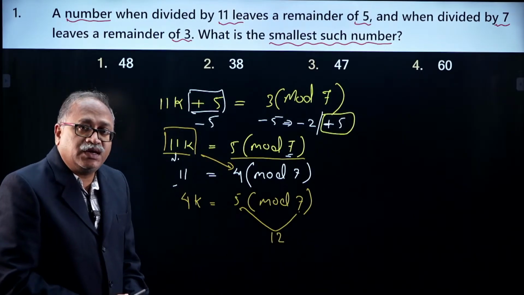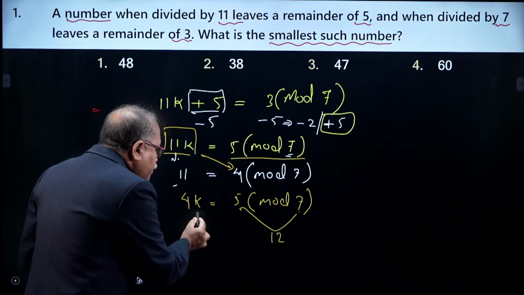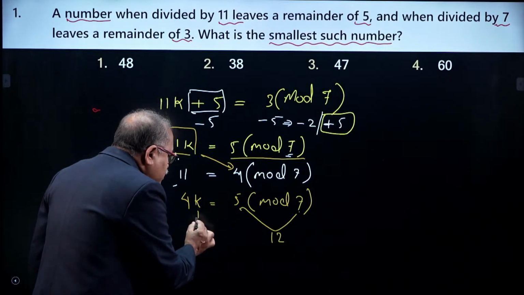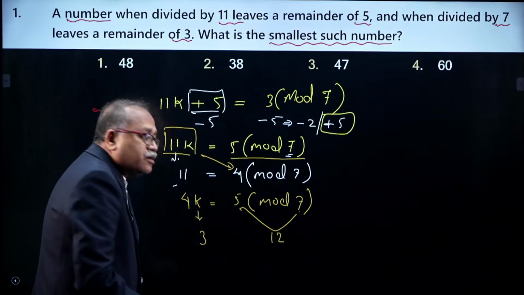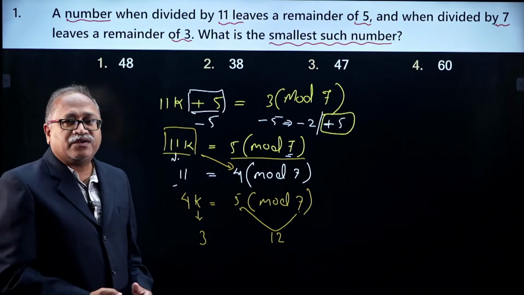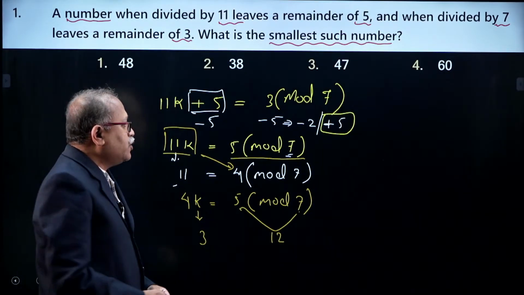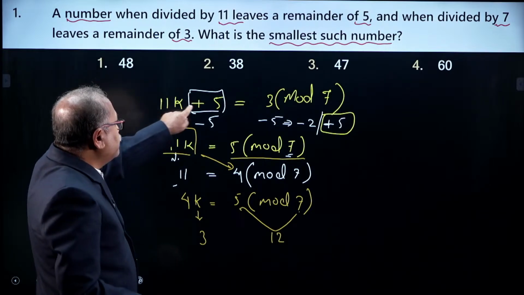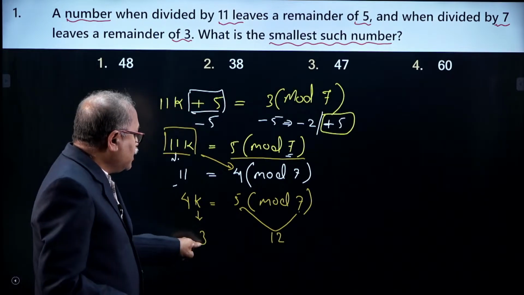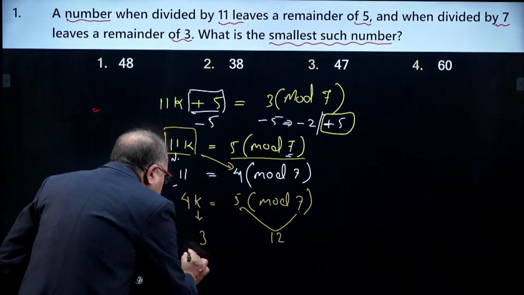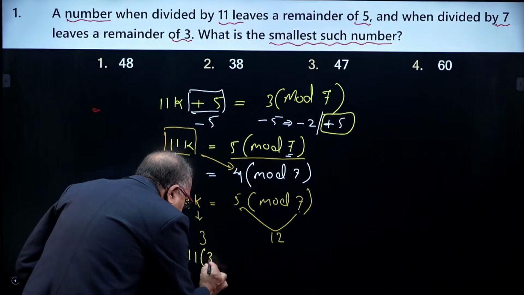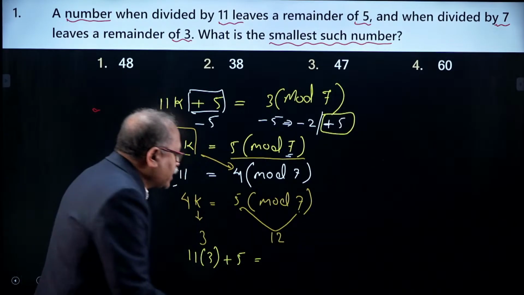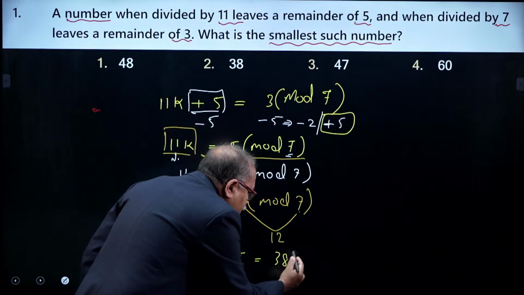12 is such a small number. So what should be the value if 4k is equal to 12? Then what is k? K is equal to 3. We got the k value. Now I will go with my final solution. The number is 11k plus 5, where k is equal to 3. So 11 into 3 plus 5, that is nothing but 33 plus 5, 38.